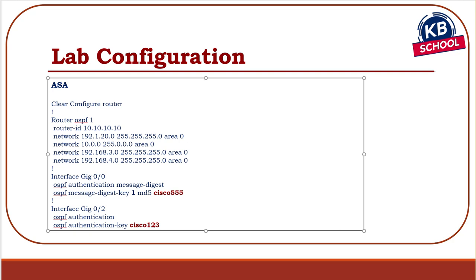Let's do it based on the inverse mask so you guys can see it. I didn't need to, although it would have worked. I want to do it like this: 192.168.3.0, 4.0. I've enabled it on all the interfaces in area 0. And then I did authentication under gig 0/0, which is the outside, which is MD5. I did authentication on gig 0/2 towards the DMZ using clear text. When you say ospf authentication message-digest, that's MD5. If you don't, it's clear text. ospf message-digest-key 1 md5 Cisco555 is the password on the outside, Cisco123 on the gig.